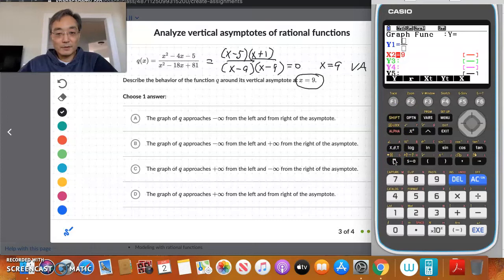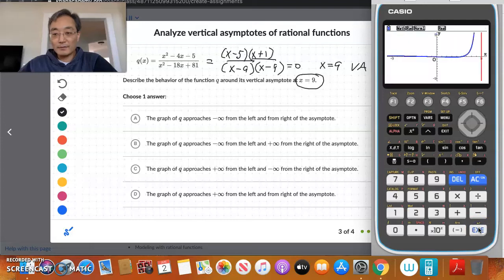x minus 5, open parentheses, x plus 1, close parentheses, all over x minus 9 squared, right? X minus 9, and we should have put parentheses, which we didn't. Parentheses, and parentheses. I'll just put square, just to save time. All right, enter, and let's graph it.